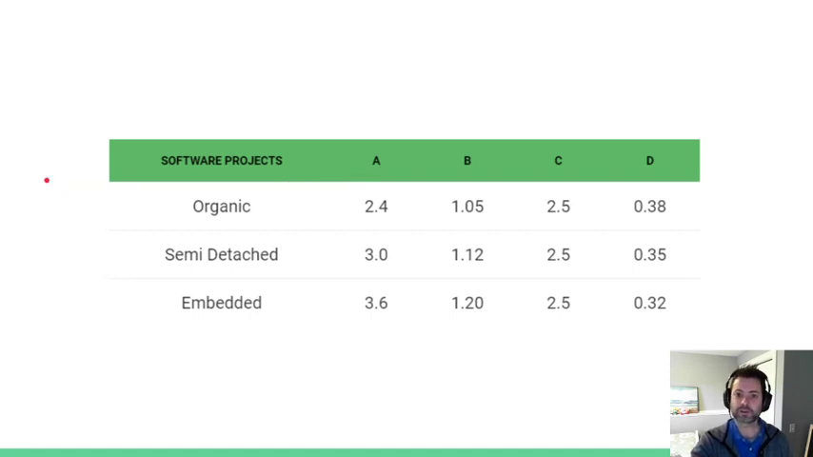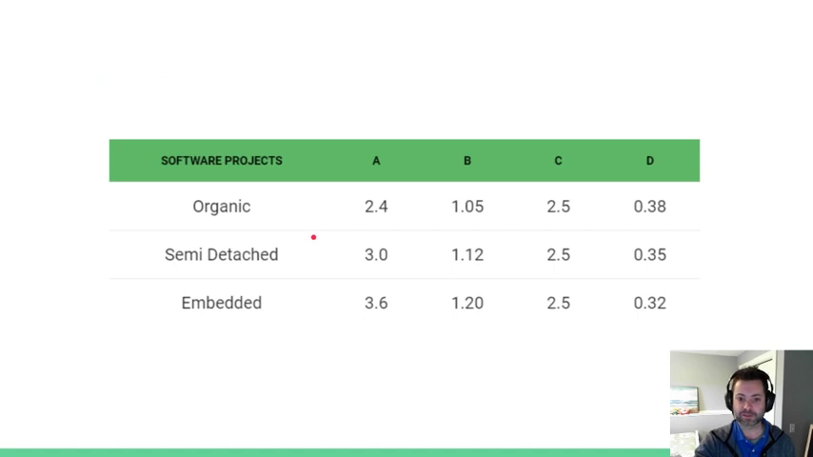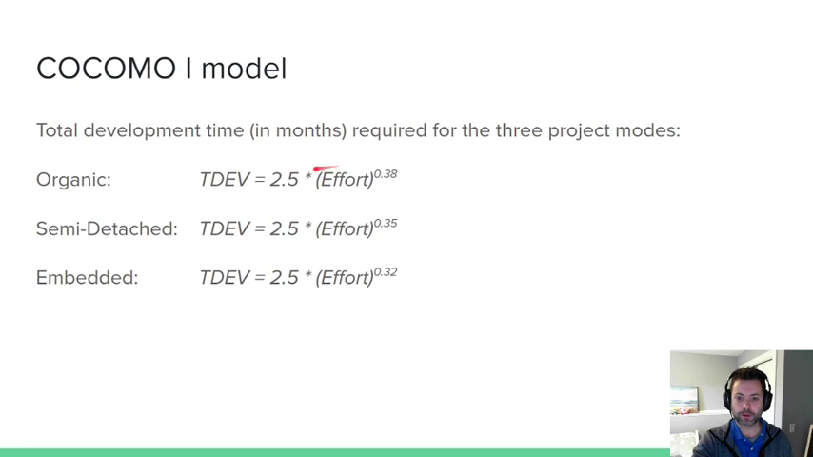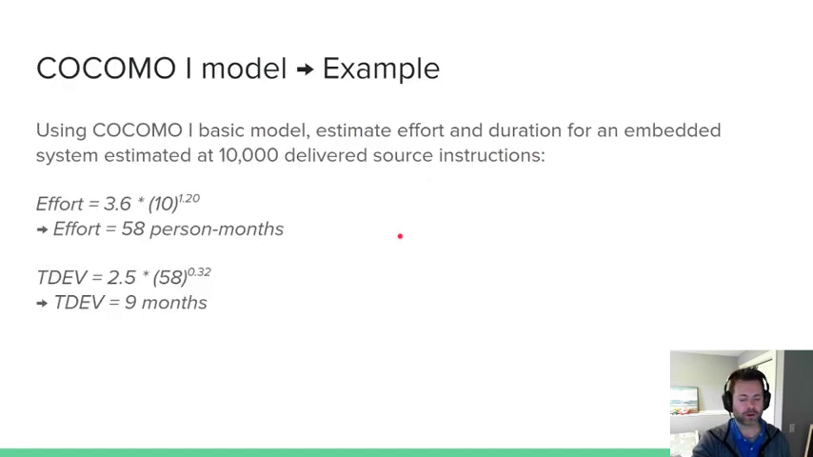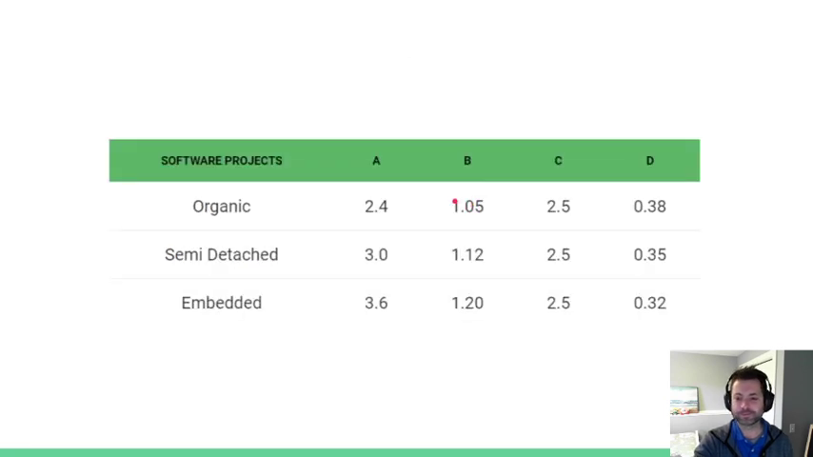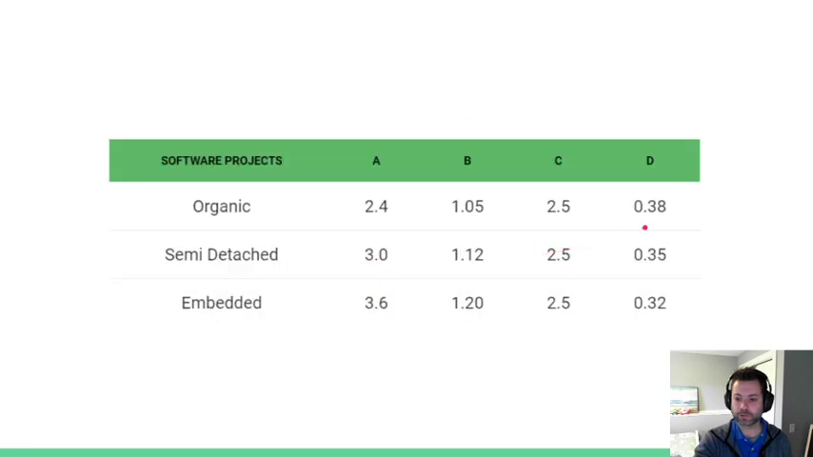Probably very confusing as I'm explaining this, but it really is a plug and play kind of model, which makes life a lot easier for the analyst. Here's basically just a snapshot of this particular figure. Right, so here we see 2.5. There's our 2.5. That's the value for C. Our D is varying: 0.38, 0.35, 0.32. Numbers just go into this thing.